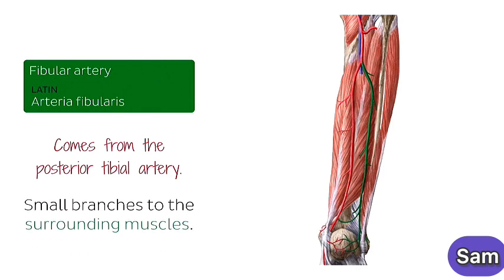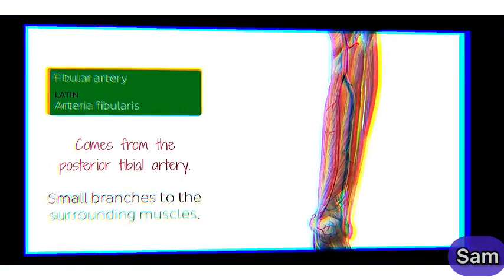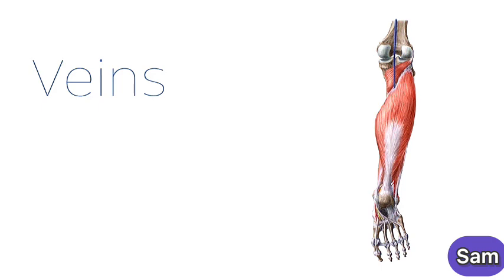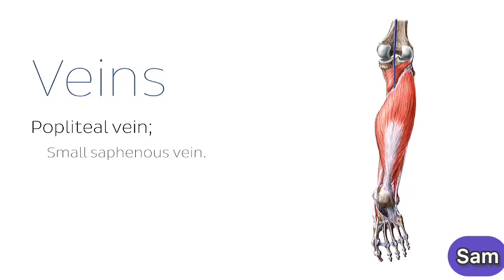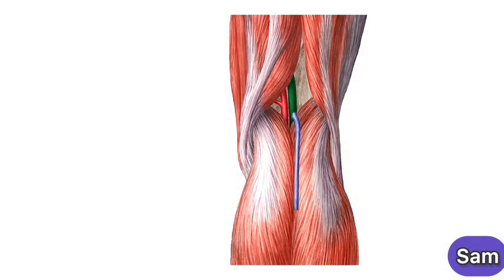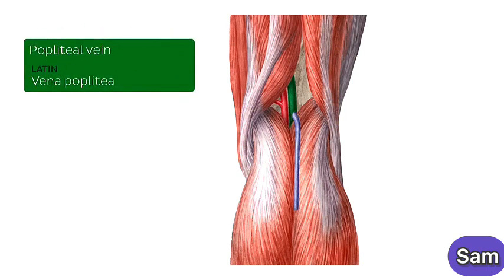Now that we covered the main arteries of the lower leg, it is time for us to move on and talk about the main veins that we find in this region. We're going to be talking about two, the popliteal vein and also the small saphenous vein. Let's start off with the very first one on the list that you see now highlighted in green. Again, this is a posterior view of your knee, and we're looking at the popliteal vein highlighted in green.